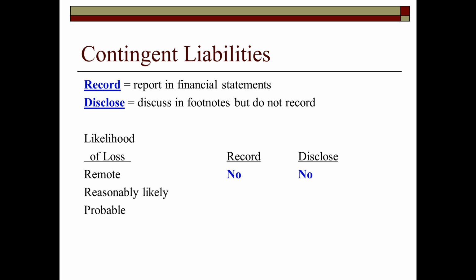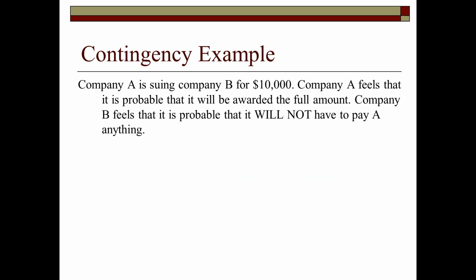And we look at our likelihoods of losses. If it's remote, we neither record nor disclose. If it's reasonably likely, we do not record it. We don't report it in the financial statements. We just discuss it in a footnote. If it's probable, however, we both record it, report it in the financial statements, and disclose it or discuss it in the footnotes.